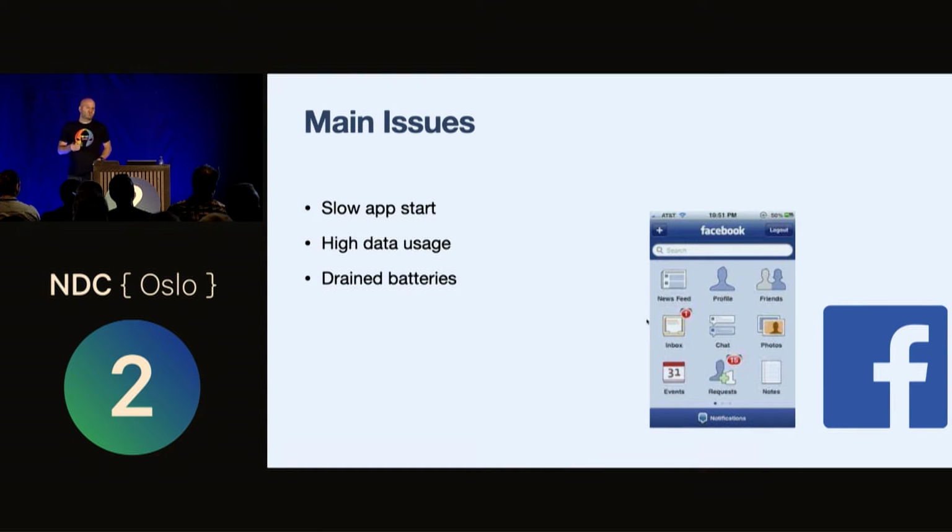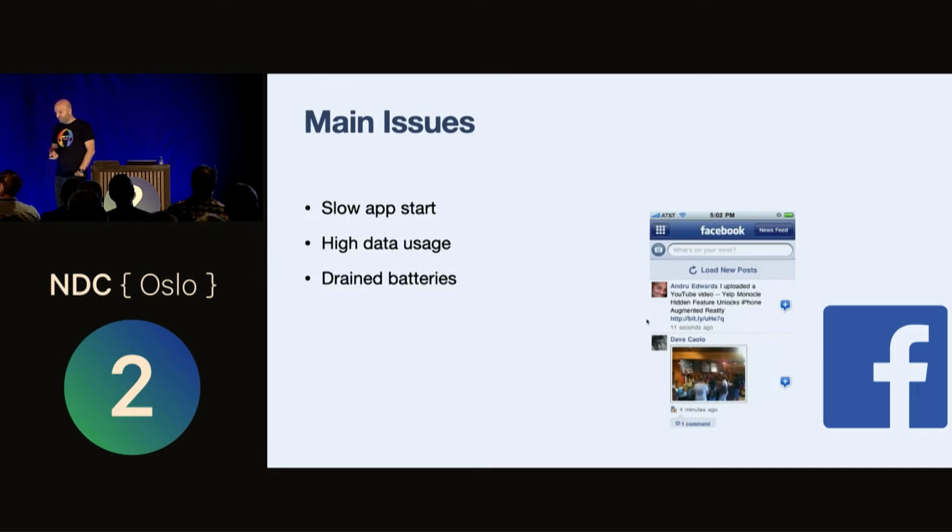And these issues were that the app startup times were very slow, and that it used a lot of data. And back then we didn't have these generous data plans with gigabytes. It was more like maybe 500 megabytes or so. And on top of that, it drained the batteries very quickly. By the way, this is how the newsfeed looked back then. Also a nice, ugly application.